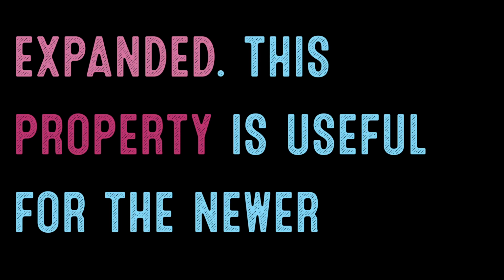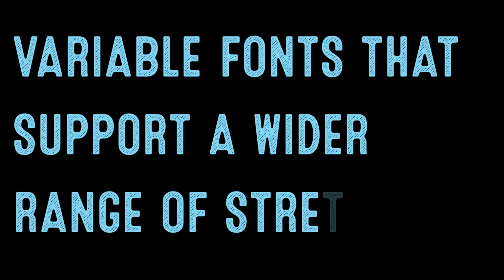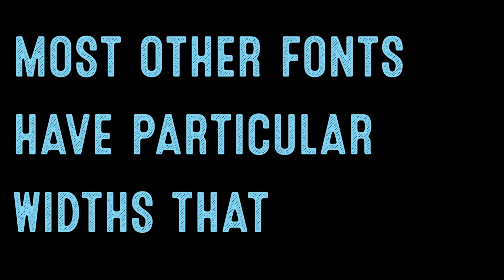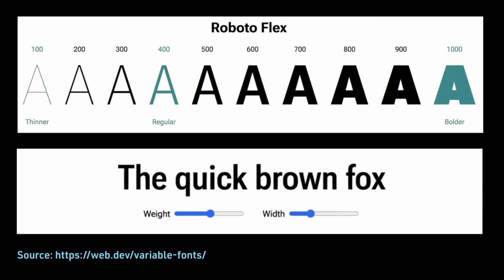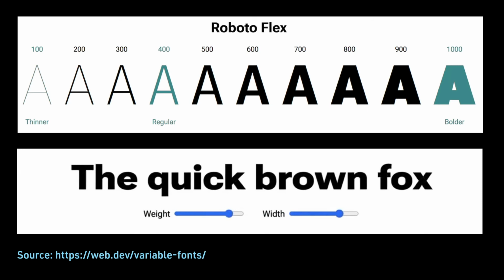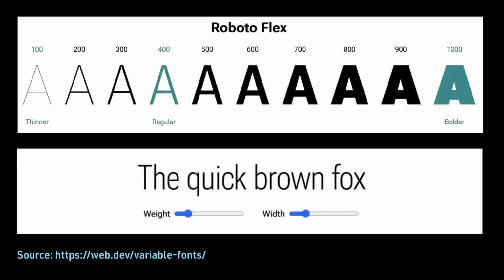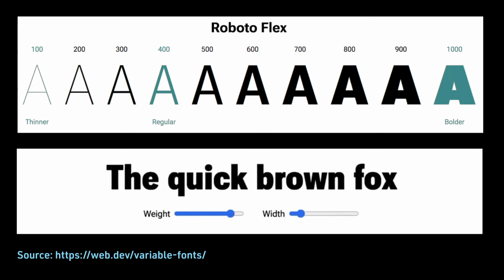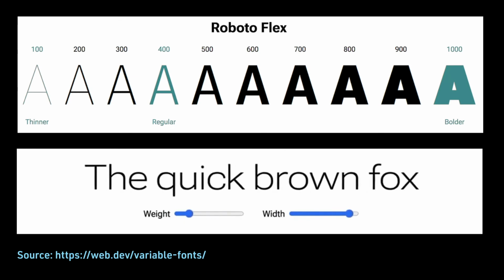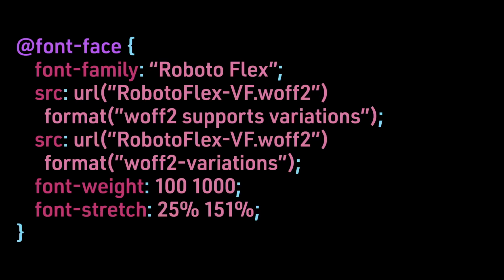This property is useful for the newer variable fonts that support a wider range of stretching. Most other fonts have particular widths that correspond to the acceptable key terms. Here is a demo of a variable version of the Google font Roboto called Roboto Flex. If we were to use Roboto Flex, we might write out a statement like this.